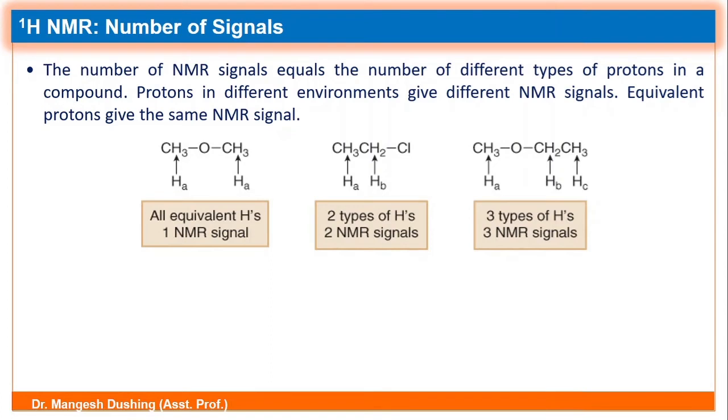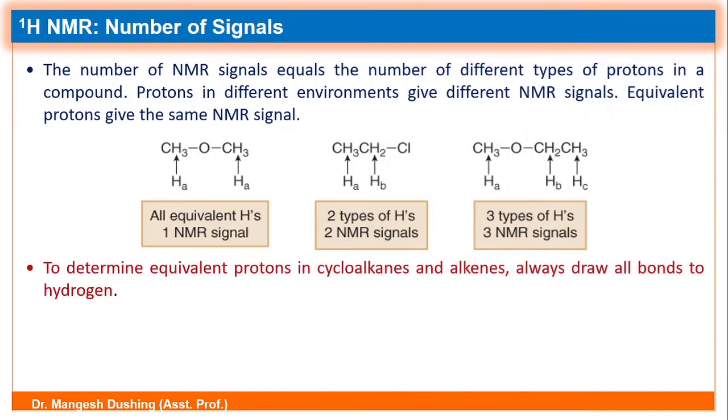So in this way, the number of NMR signals equals the number of different types of protons in the compound. So we should be able to understand how many types of protons are there. How many different types of NMR signals we are getting in the spectrum, that we have to learn in this lecture.